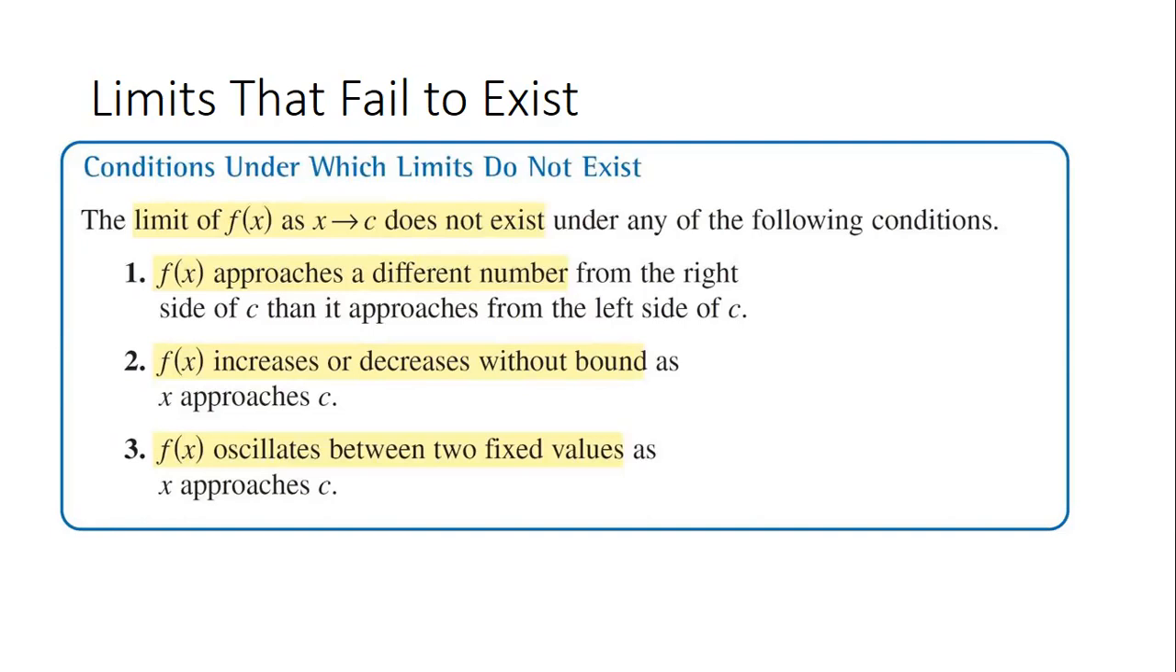The other one is that your function is increasing or decreasing without bounds. It's heading towards positive or negative infinity. It has no boundaries. The last one, which we won't see very often, is if it's oscillating. If it's oscillating between 2 fixed points, that's the other reason why the limit does not exist. You'll see people write D, N, E for the limit does not exist.